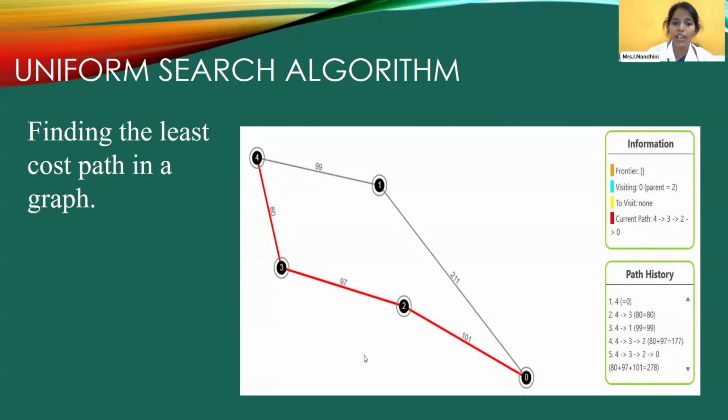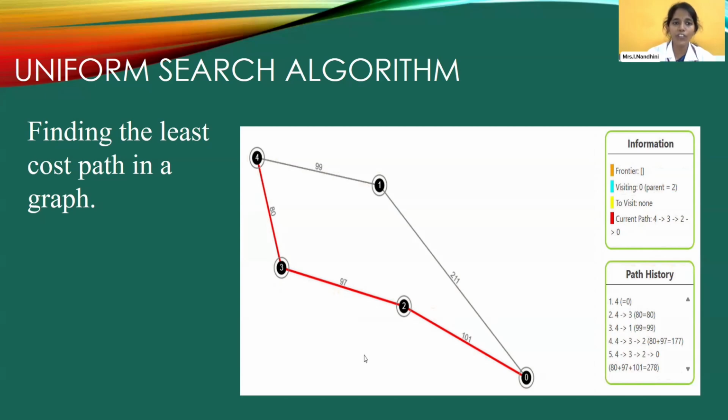So compared to 99, it will be less. So it will choose the path as 80. So it will reach 3. Then it will move to 2. So the path cost is 97. Then it will move to 0. The path cost is 101. So the least path cost, it will reach as the goal.